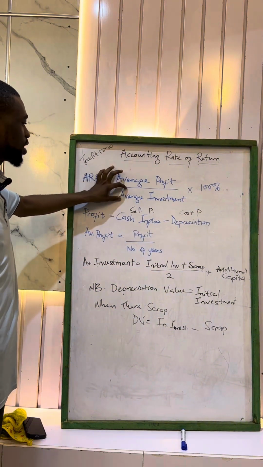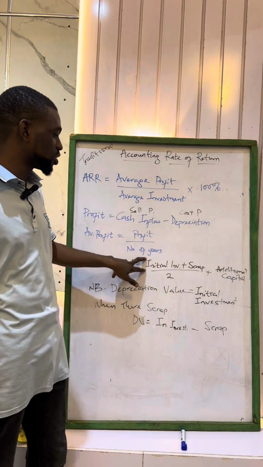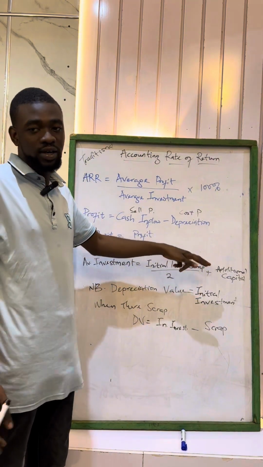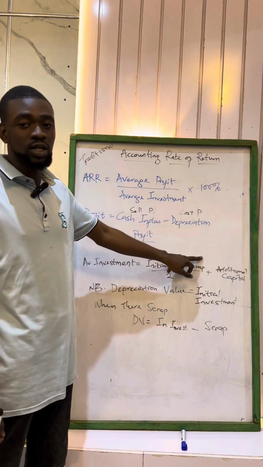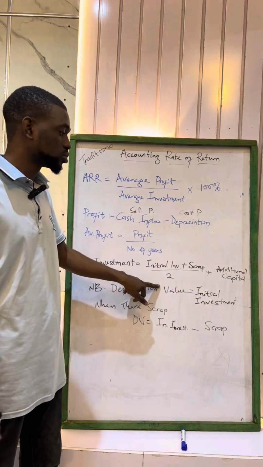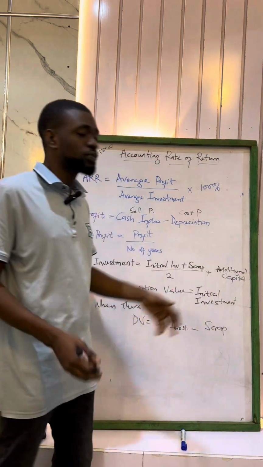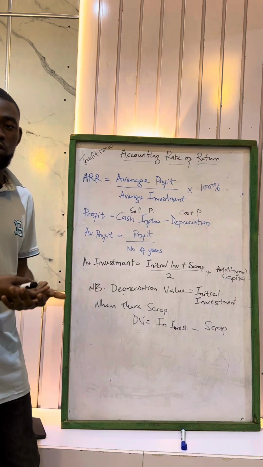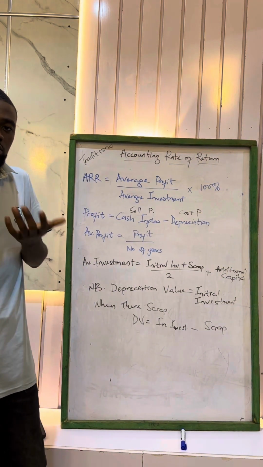And for the average investment, it is given as your initial investment plus scrap value, if there is a scrap value in the question. If there's no scrap value in the question, the scrap value is going to be 0, divided by 2, plus any additional working capital. That is probably money you put in along the process. Probably you invested 200,000, and after 40 years, you added 20,000.